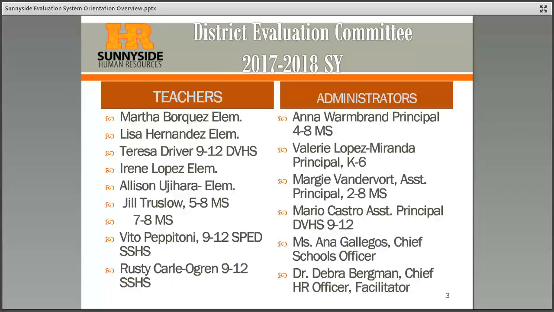District policy mandates that a district evaluation committee must be developed to complete any work or updates related to the teacher evaluation handbook or process. The committee members must consist of the following: teachers, principals, and central administrators. The 17-18 committee members are listed on this slide. The committee will continue to meet throughout the school year.